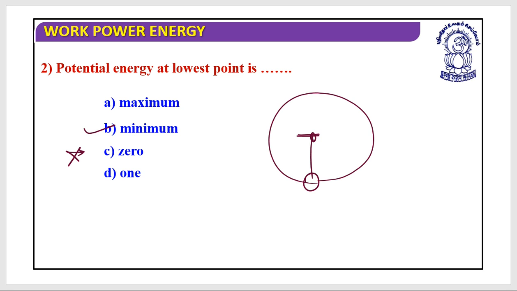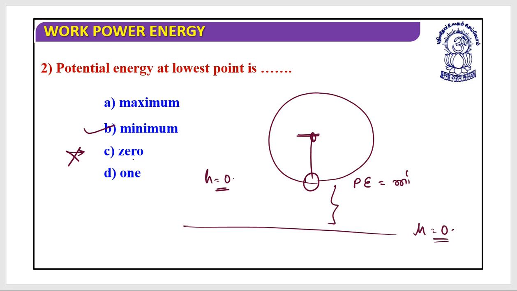So if you have taken this as h equals 0, this will be 0. But this is not always the case, because sometimes you are assumed to take h equal to 0 over here. So at this position, potential energy would be minimum. It should not be taken as h equal to 0 every time. So in this situation, this is the correct answer. I hope this is clear. Is it clear?